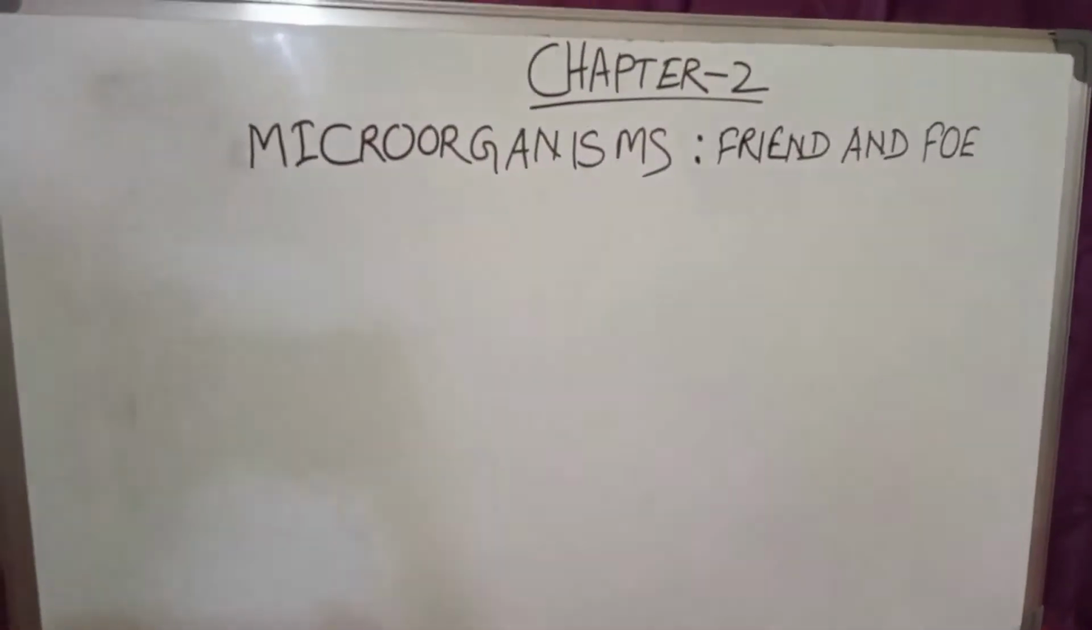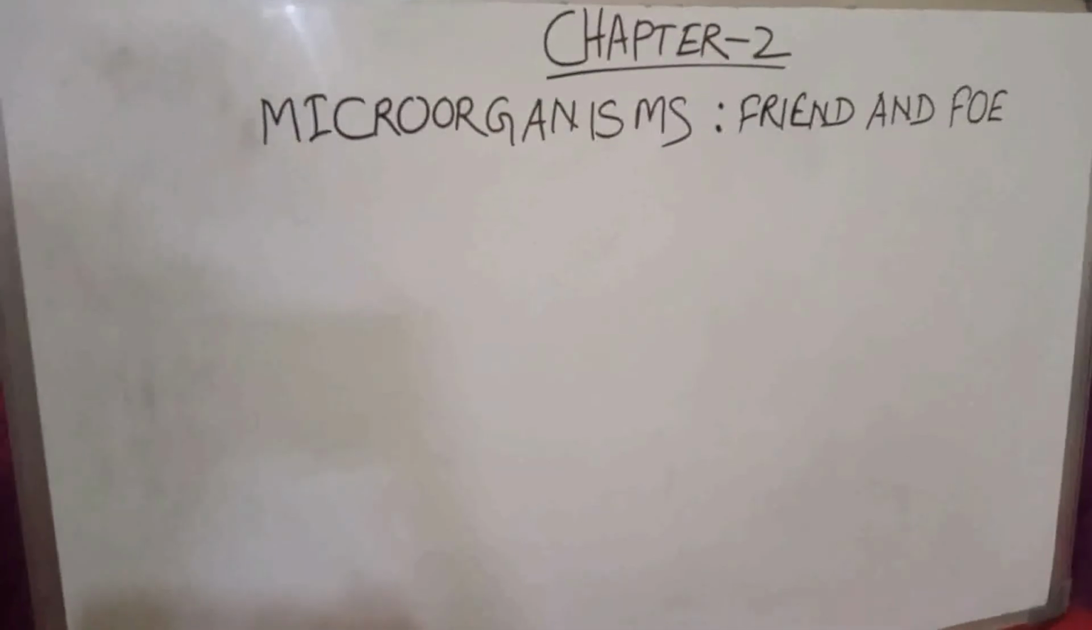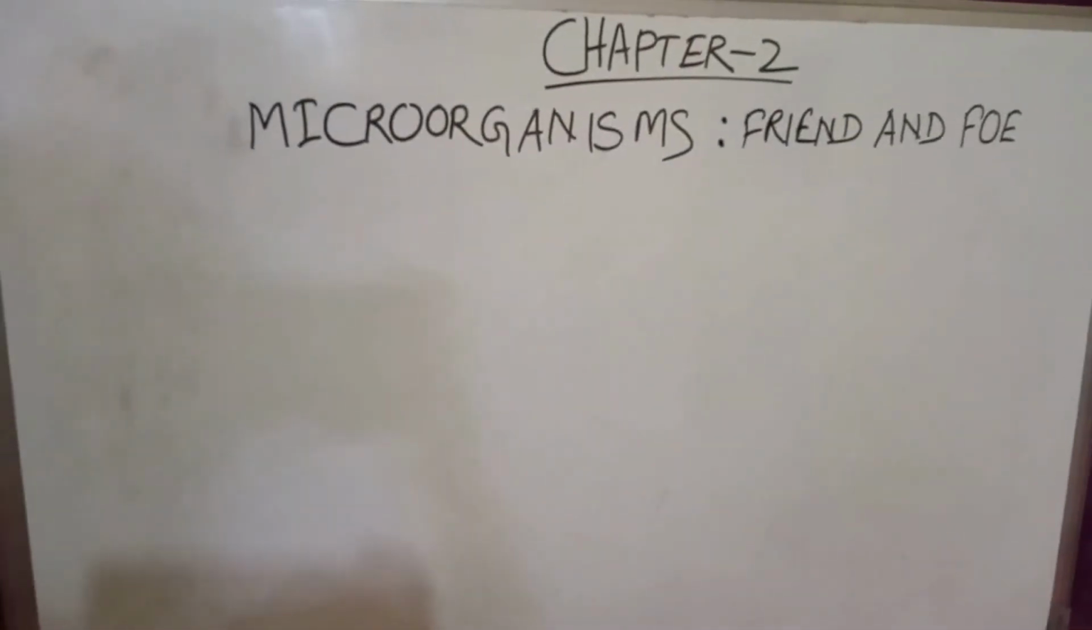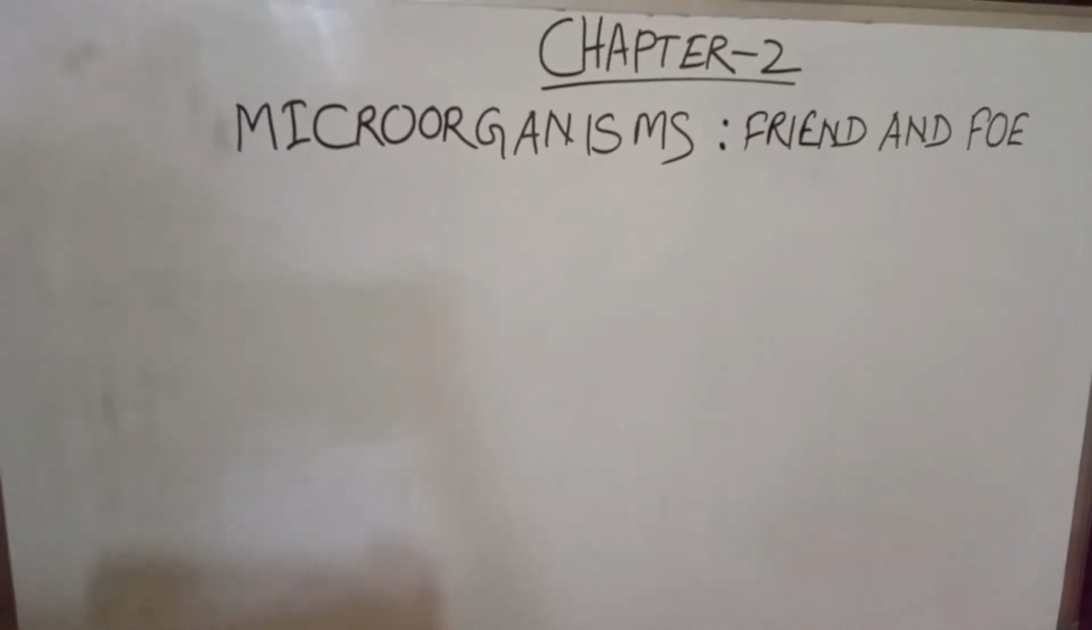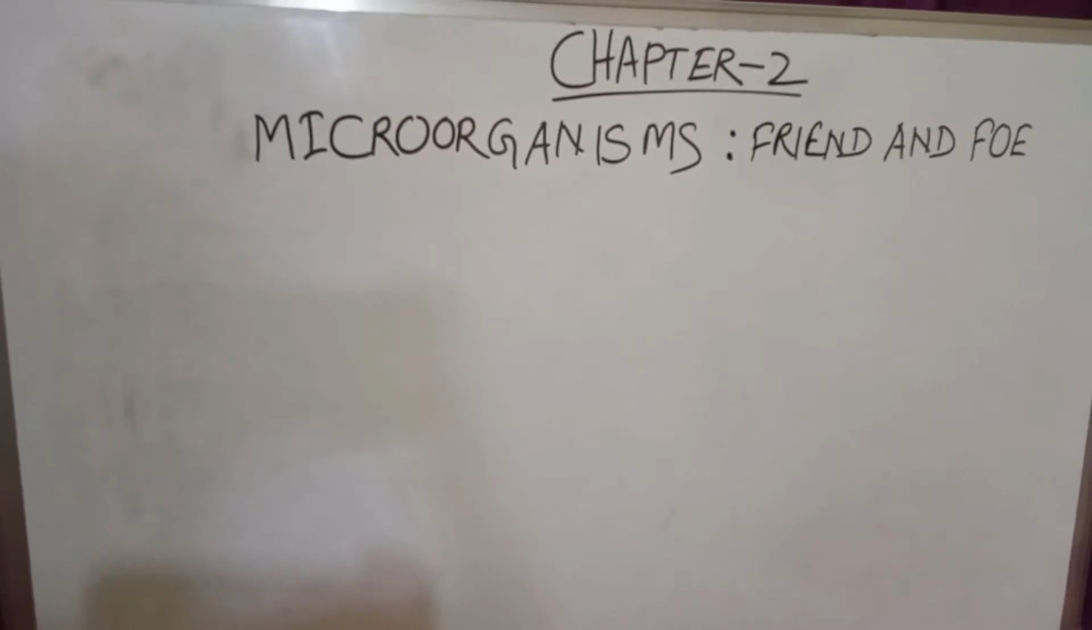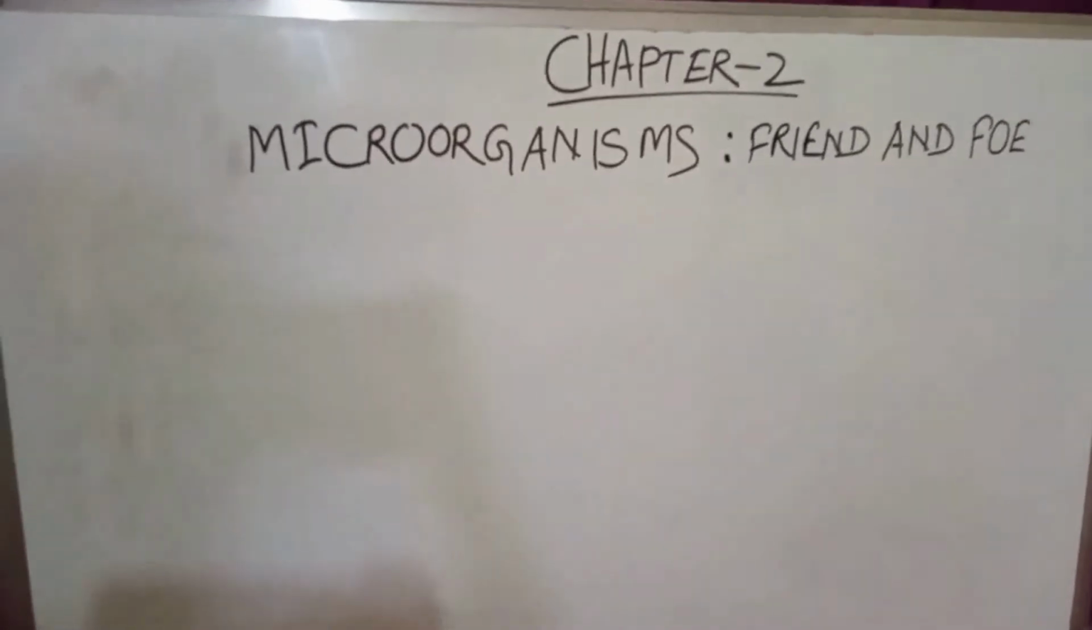We can see that the name of the chapter is Microorganisms: Friend and Foe, and foe means our enemy. So microorganisms don't only act as helpers, but they are also one of the enemies of humankind and humanity, and that is microorganisms.